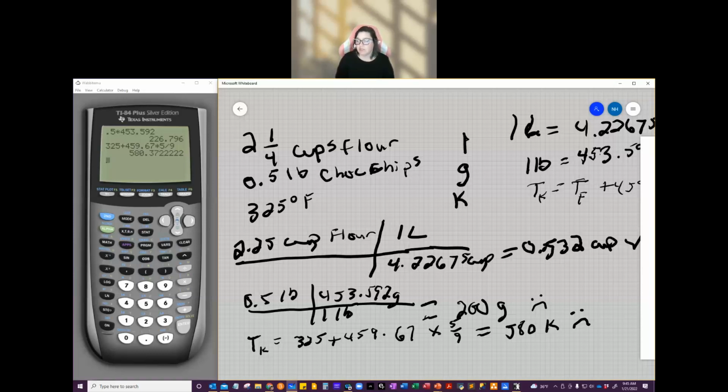Remember, everything should be done in the factor label method. So if you have units and you get your units to work to be what they should, then you should be okay. And while I'm sharing that screen, I'm going to show you that. So I got rid of the cups, and that left me with liters. I got rid of the pounds, and that left me with grams. And of course, this has no units on it, so as long as we've got that formula right, then we should be okay. All right?